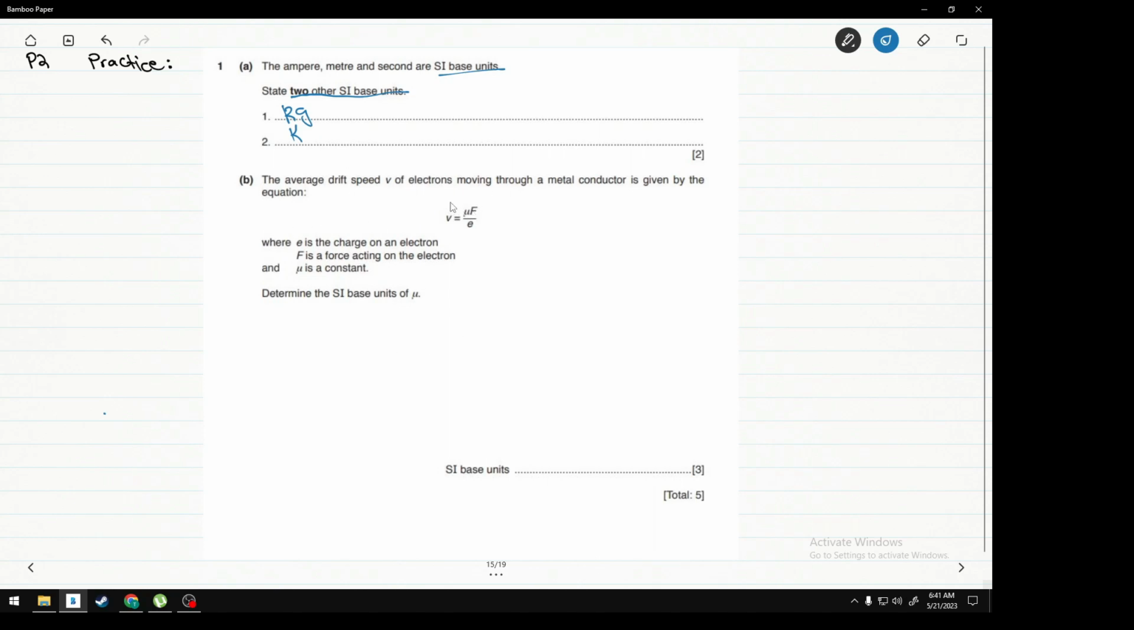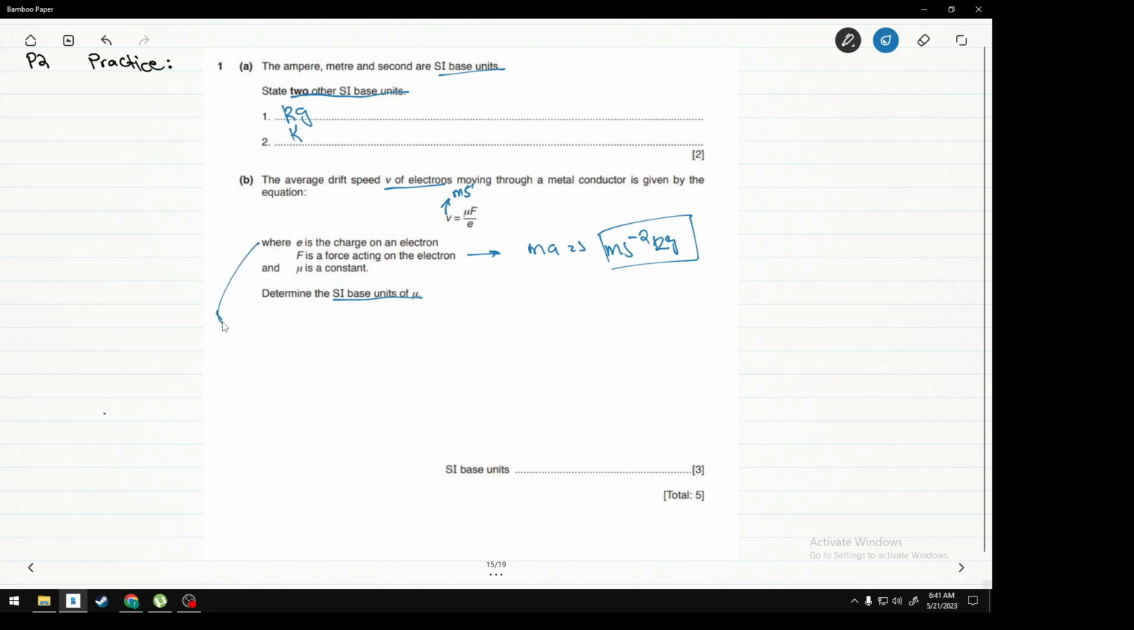So now they give us an equation, the velocity of electron. So this is meter per second. Moving through a metal conductor is given by this equation, where E is the charge, F is the force. So first, let's convert it all into base units because we want the base units of u. So force is ma, which is kg meter second to the power negative 2. So this is the base units of force.